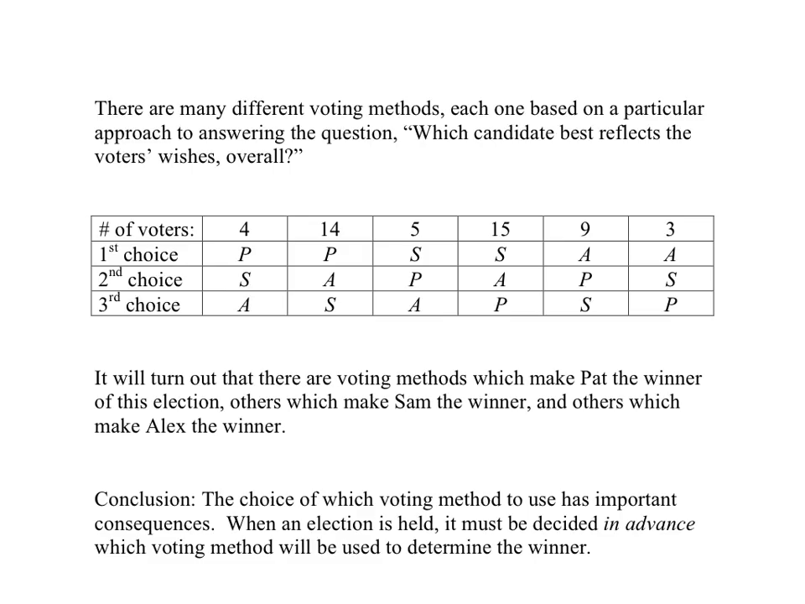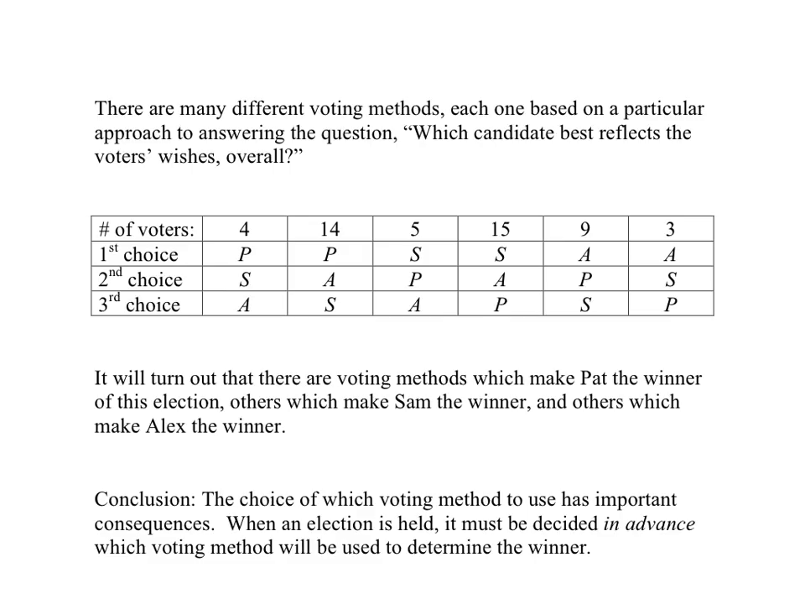Each one is based on a particular approach to answering the fundamental question, which candidate best reflects the voters' wishes overall? Now, look at this preference table and look at what a mess of information this preference table is. It's quite a lot of information, and this is with only 3 candidates. It gets much worse with 4 candidates. There is no clear intuition from staring at this collection of information that would make everyone say, well, obviously so-and-so is the winner.